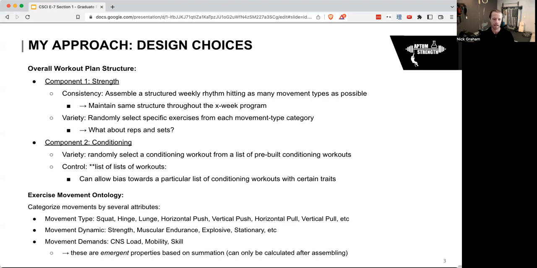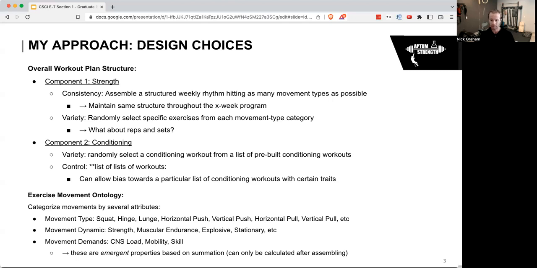plank, something like that. And then looking at the demands of that movement across kind of three axes, you could say. The first is central nervous system load. So that is how much load or demand does that exercise place on the central nervous system. Something like a squat places a very high load on the central nervous system. Something like a push-up, on the other hand, does not.